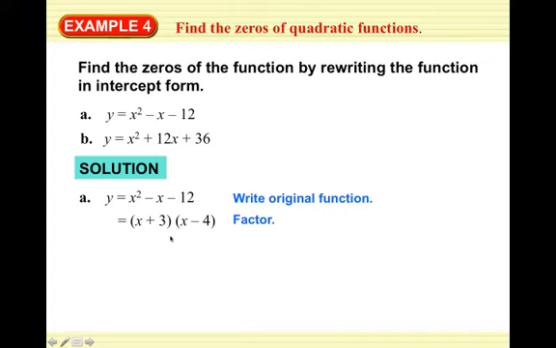We set each one of those equal to 0. X plus 3 equals 0. It's going to give us x equals negative 3. And x minus 4 equals 0. It's going to give us positive 4. So the zeros of the function are negative 3 and positive 4.